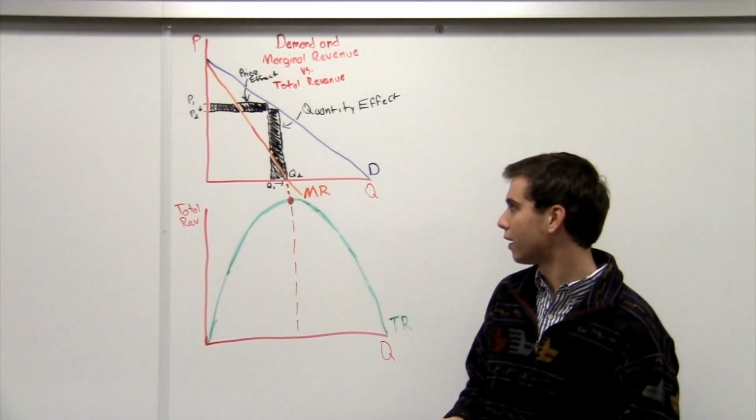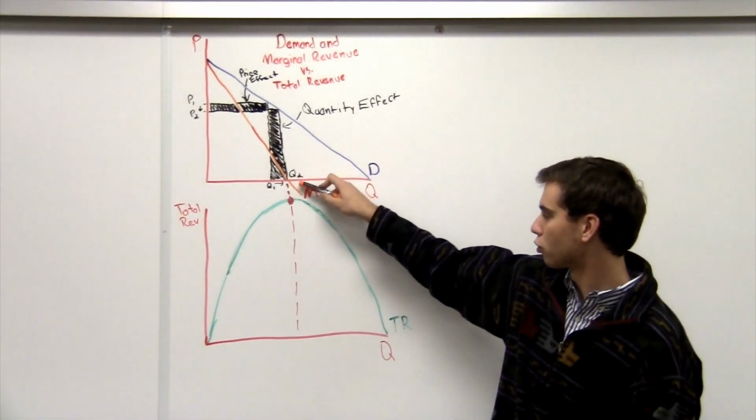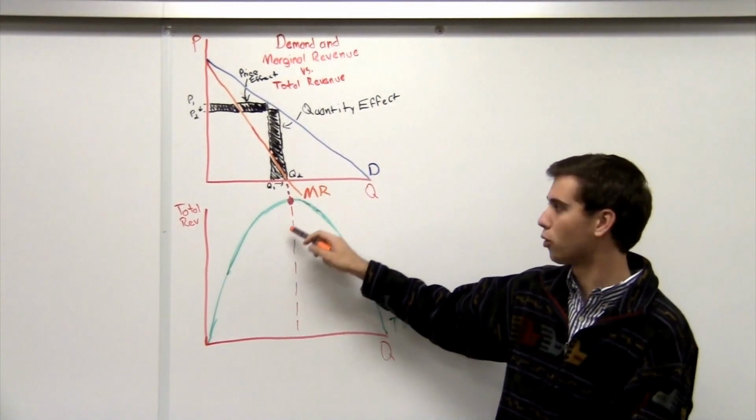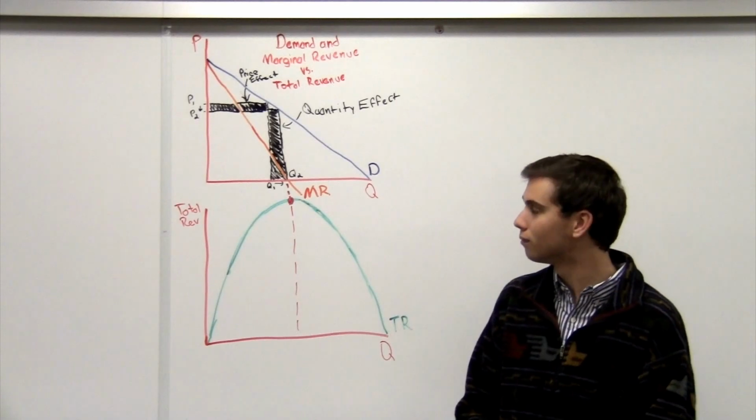The monopoly makes its most money when the marginal revenue is at zero. Total revenue is at its highest when marginal revenue equals zero, which is right there.